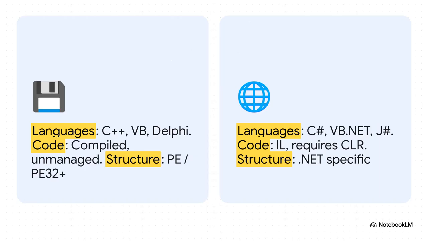Let's just quickly break down what that really means under the hood. So on one side, you have native apps. Think C++ or Delphi. They have compiled machine code that runs right on the metal. But on the other hand, you have .NET apps. These contain what's called intermediate language, or IL, and that code needs the .NET runtime, the CLR, to actually execute. It's this fundamental difference that explains why each one needs its own specific protection strategy.